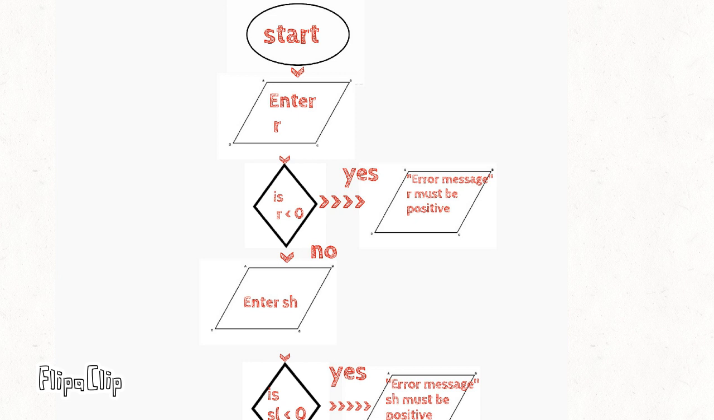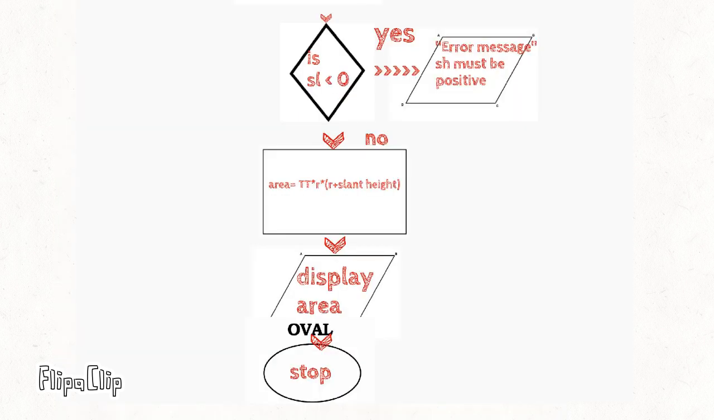And then for the slant height, you also repeat the same process. Is S less than 0, or is slant height less than 0? If yes, error message in quotation marks, R must be positive. Alright, so a continuation of the slide. So if the slant height is less than 0, no, then now you come to the processing box. That's why you simply put in the formula, because now the computer has to process.